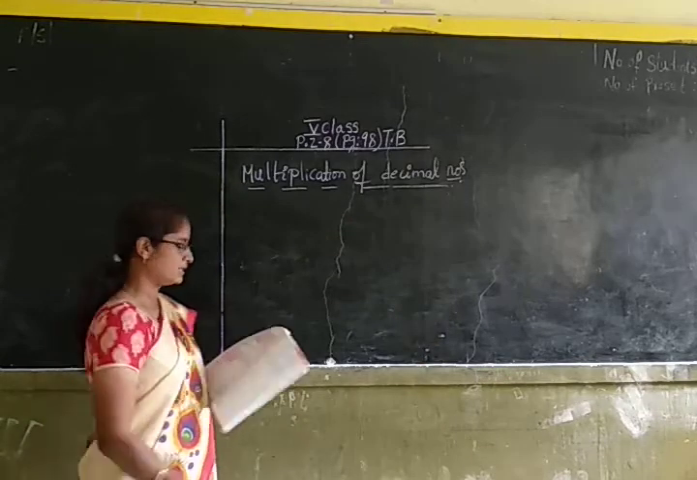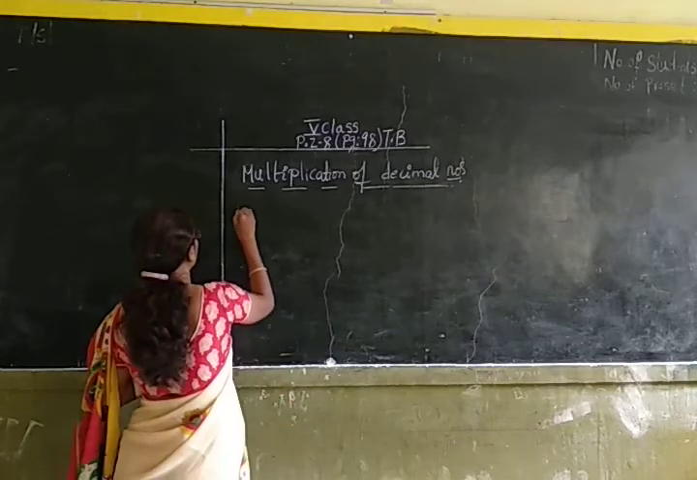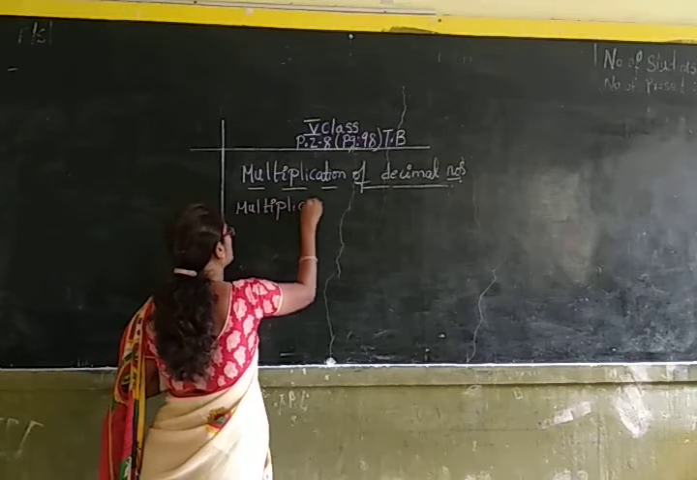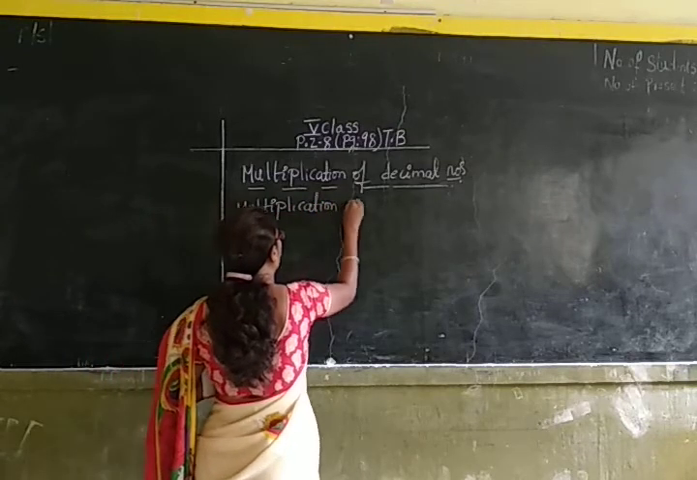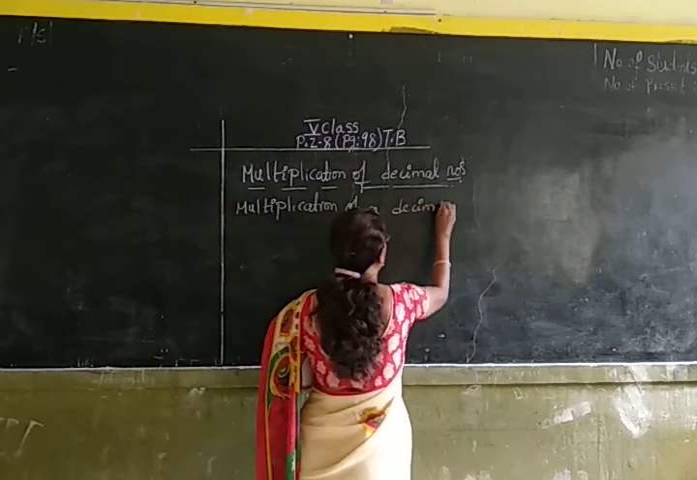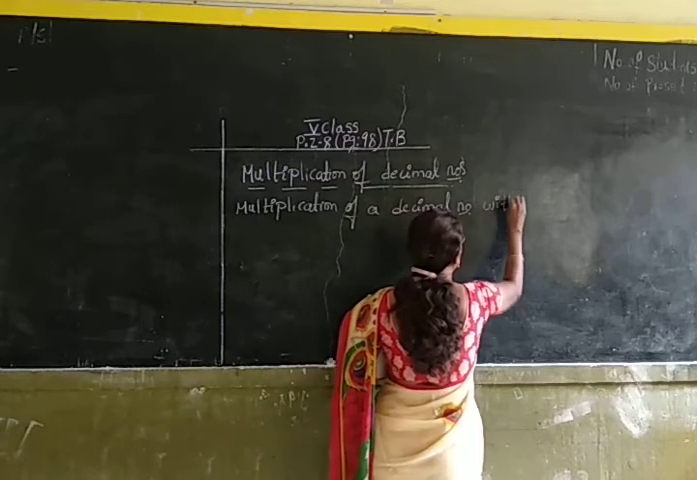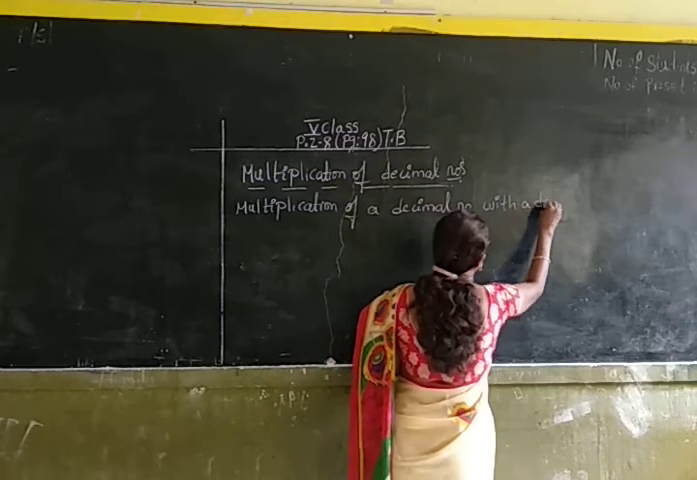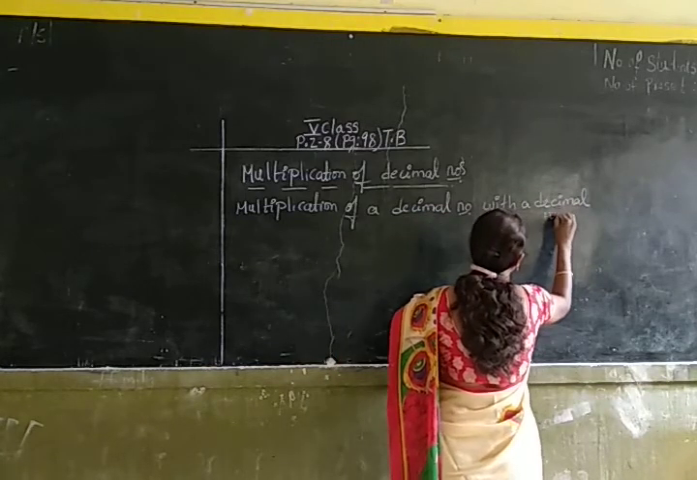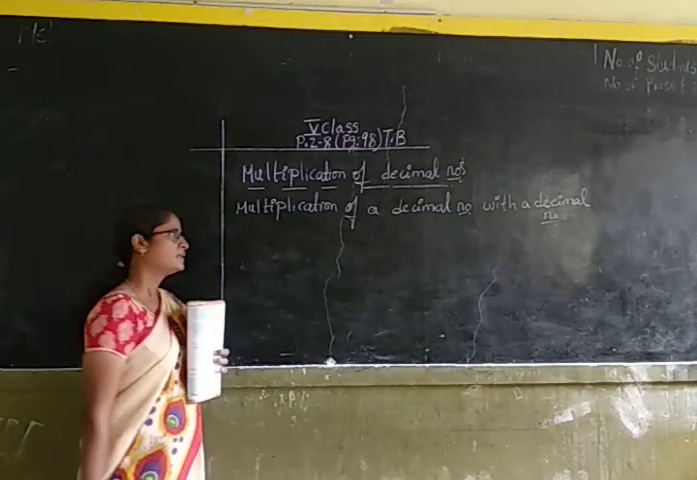Okay children. Now let us learn about the multiplication of a decimal number with a decimal number.